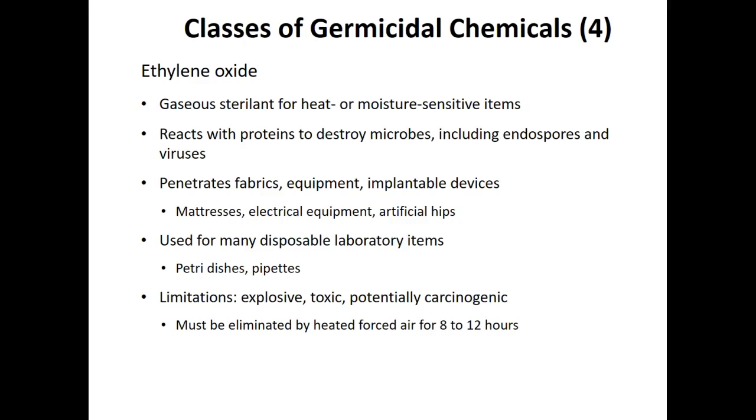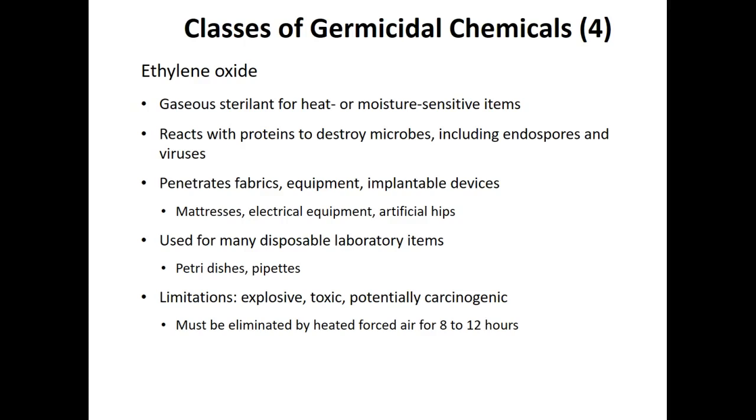Ethylene oxide. Ethylene oxide is a gaseous sterilant. We see this utilized in many cases for materials that are heat sensitive. So plastic items used medically that would have to be considered critical instruments. In a lot of cases, ethylene oxide gas would be utilized. The method of action for ethylene oxide gas is that it basically reacts with the proteins to destroy the microbes. Obviously, since it's a sterilant, it can also destroy endospores and viruses.